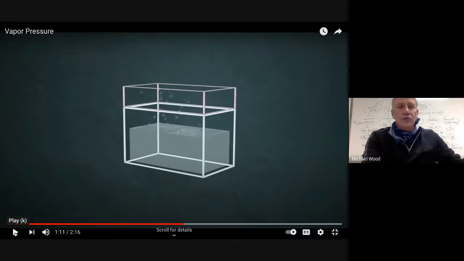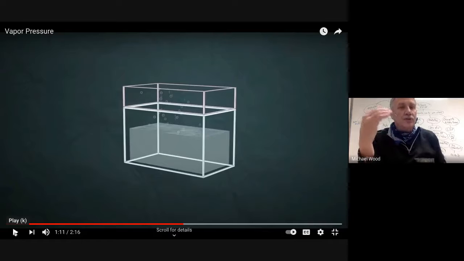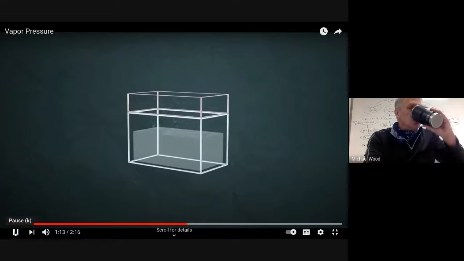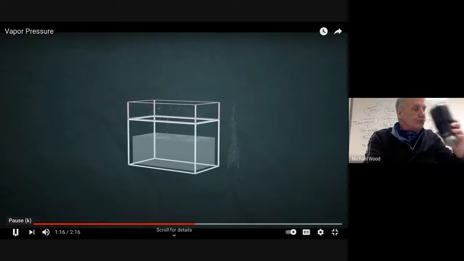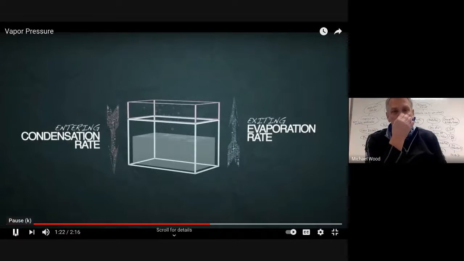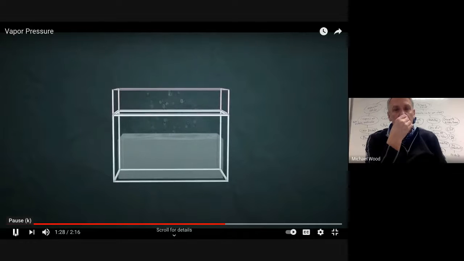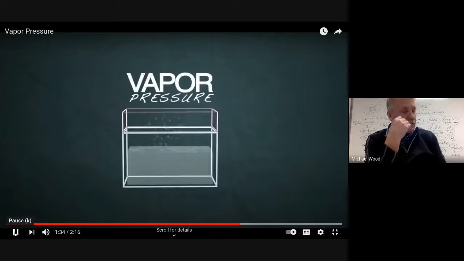The whole point was simply for you to see that vapor pressure is a property of a liquid, and it's a measure of the molecules that have evaporated above the water. As this happens, you finally reach a state at which the exiting evaporation rate equals the entering condensation rate, and you reach what we call equilibrium. When those two rates are equal, you establish a constant pressure inside your container. That pressure is called the vapor pressure of that liquid. In the case of water, it's the vapor pressure of water.